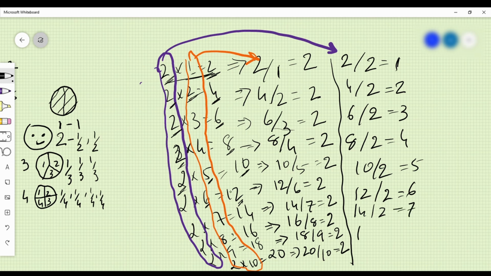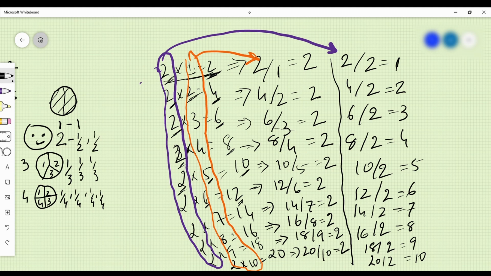If I divide 16 by 2, I get 8. I divide 18 by 2, I get 9. I divide 20 by 2, I get 10. So as you can see, if I divide my answer by this number, then I get this number. And if I divide my answer by this number, then I get this number. So that's how the tables are made.